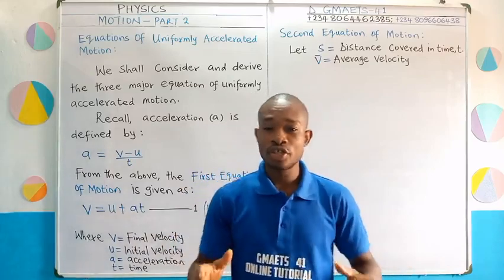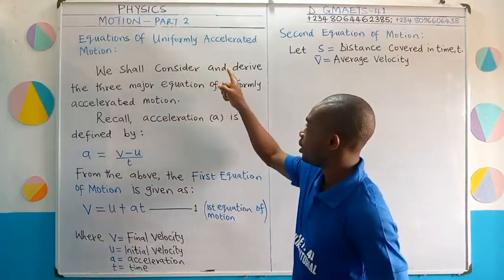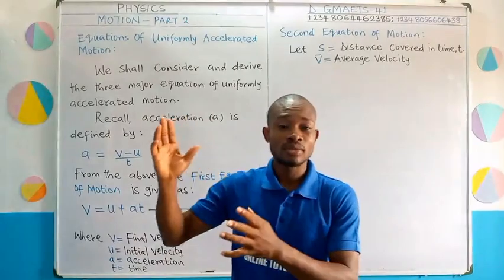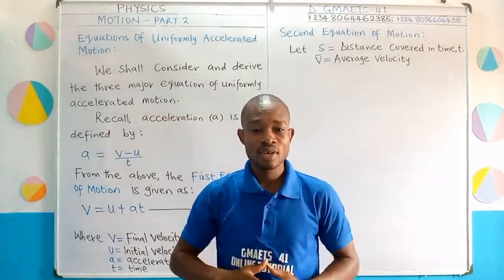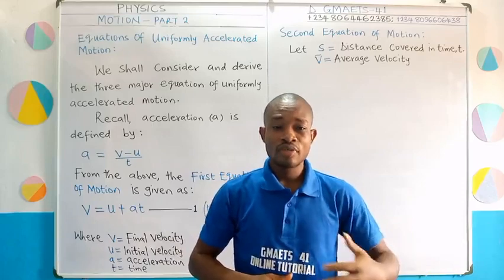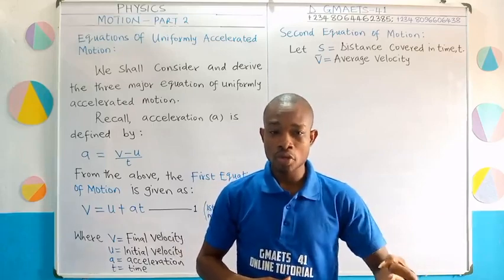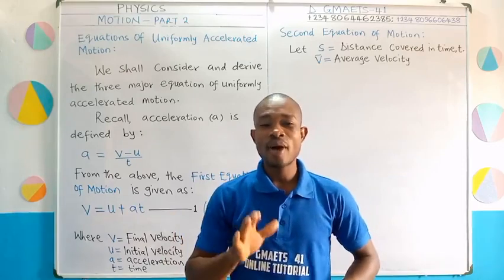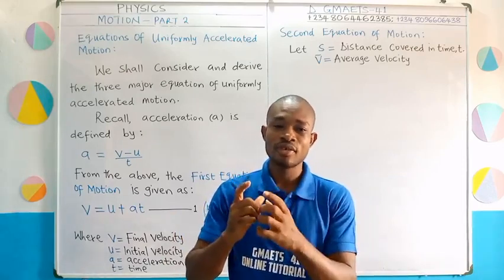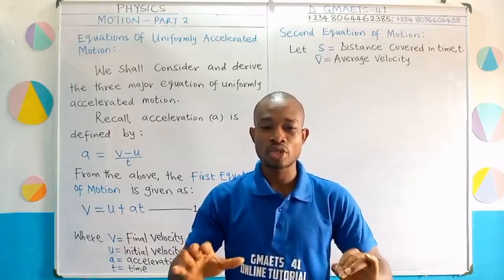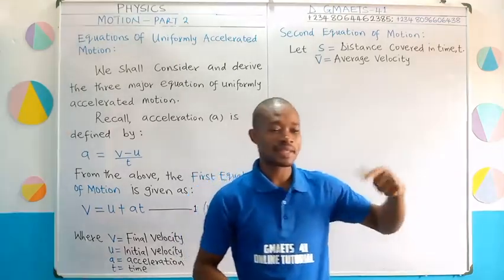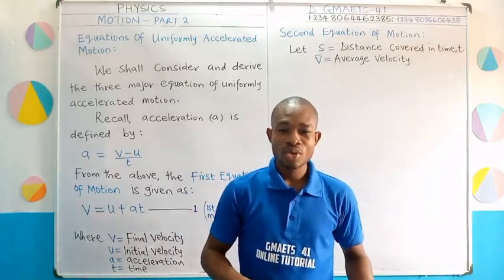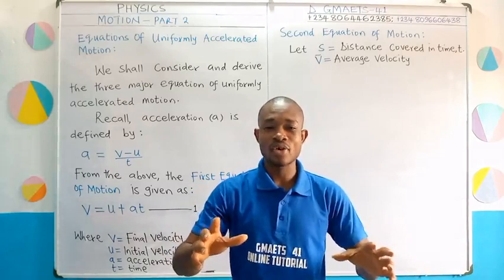In our class today, I'll be teaching you equations of uniformly accelerated motion. This is actually part 2 of motion. In part 1, which was in our previous classes, we learned about the average, the instantaneous, and the uniform quantities of motion, like speed, velocity, and acceleration. In this part of motion, our interest is to deal with equations of uniformly accelerated motion. So whatever the acceleration is, whether it is instantaneous, average, or uniform, we are referring to all of them as acceleration.